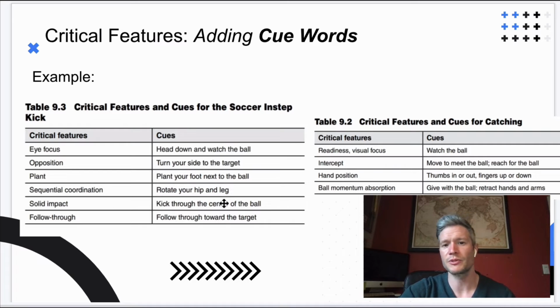So kick through center of ball, that's the cue. You could even shorten that, I think. I think that's a bit longer. You could say just kick through the ball, right? I think that could be helpful, okay? Yeah, so hopefully that makes sense. You have your critical feature and a cue word.